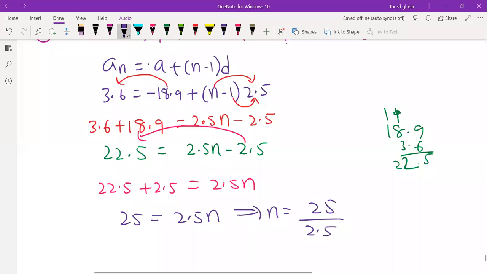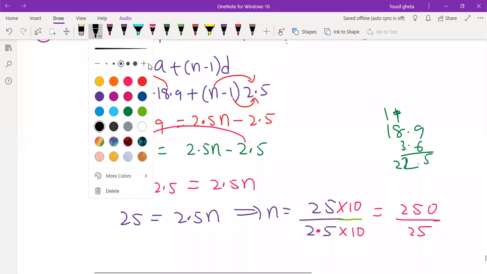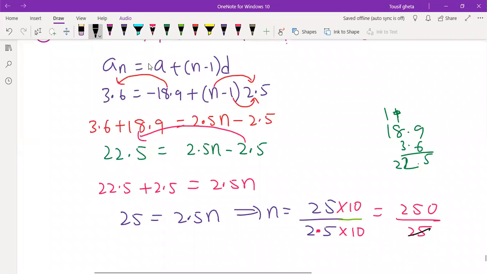Now dividing by 2.5, you might get confusion. To prevent this confusion, you can multiply this with 10 and you can multiply this with 10. It will become 250 divided by 25. Whenever the denominator has any decimal point, you can multiply. So 25 tens are 250, n is equal to 10. If you know directly, you can go directly also.